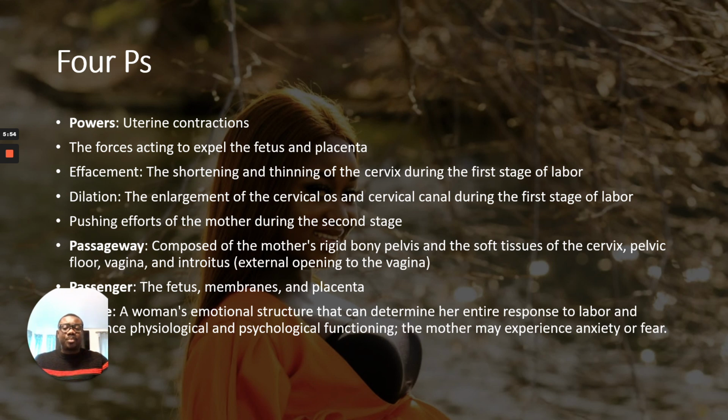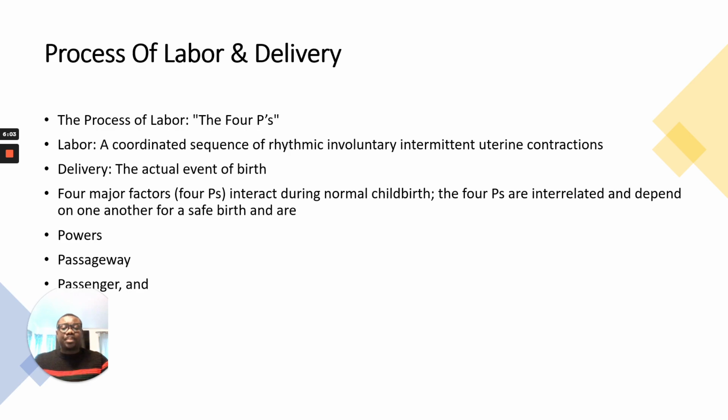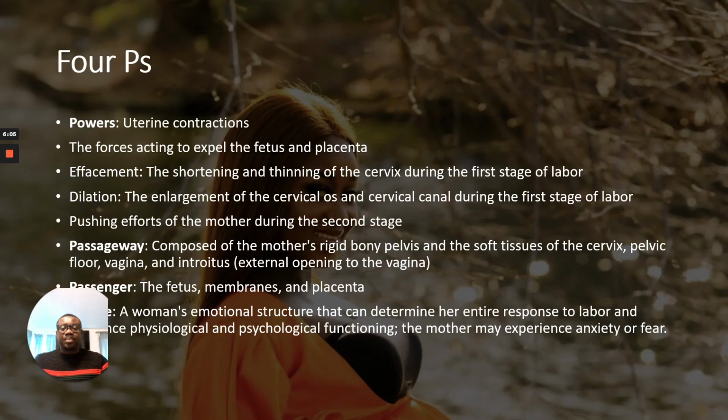So these are the 4 P's: the passenger, the passageway, the psyche, and then we have the power. If one of these 4 P's is not correct, the other 3 cannot give us a safe delivery. If the woman has the power, the passageway, and the passenger, but does not have the psyche, that emotional build-up to push out the baby, we cannot have a safe normal delivery.